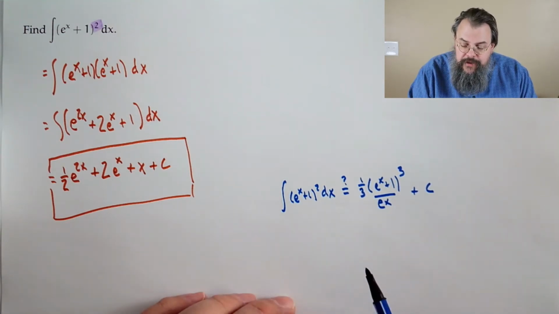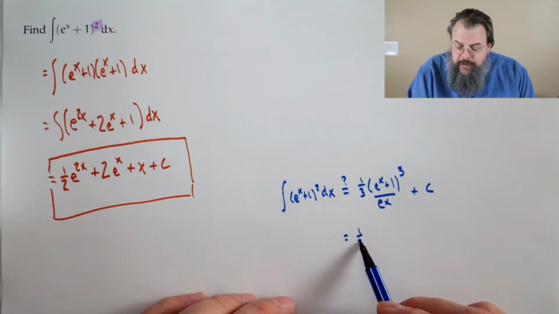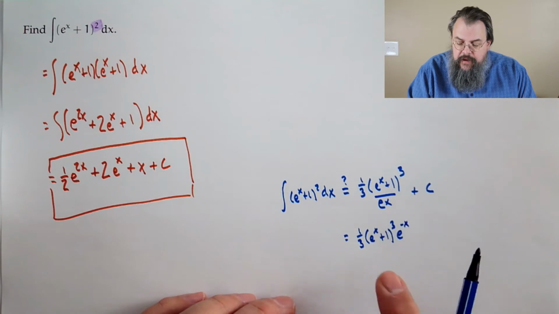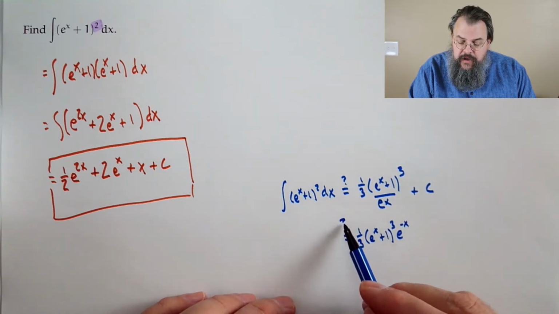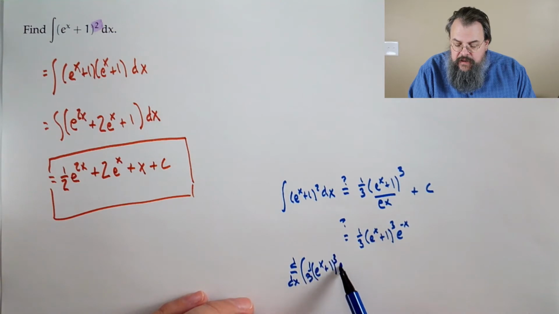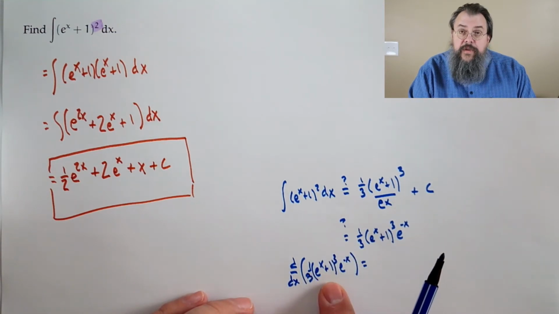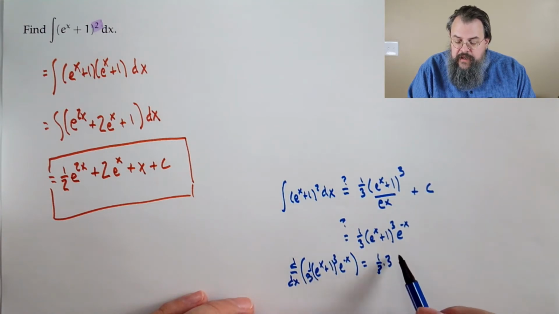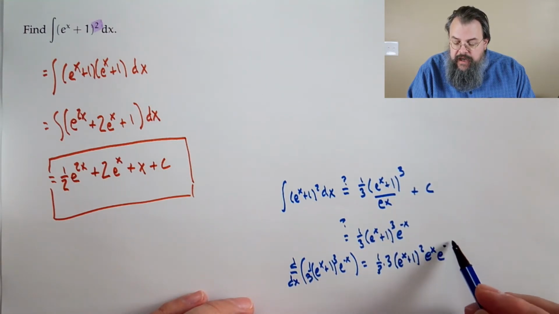Well, one way you can think of it, you have a 1/3 e to the x plus 1 quantity cubed times e to the minus x. So I'm going to use a product rule. Okay, so if we take the derivative there, what do we see? Take the derivative of the first. Chain rule, okay, so we'll have 1/3 times 3, because the 3 will come down, times e to the x plus 1 quantity squared, times the derivative of e to the x plus 1, which is e to the x, and then there's an e to the minus x.